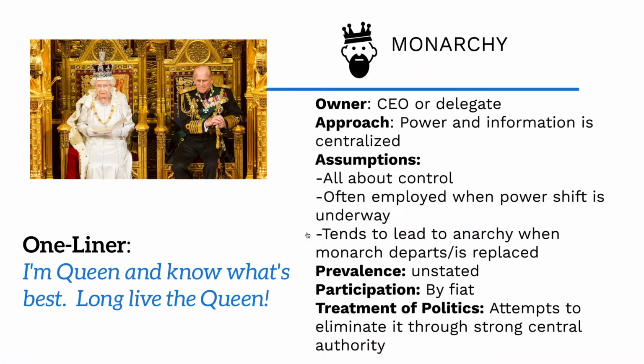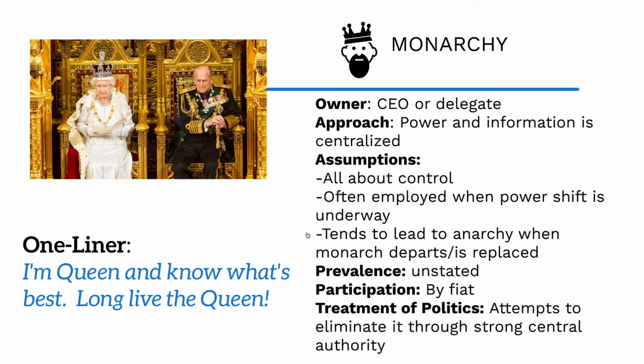The fourth model, which is one that's actually ultimately promoted by the authors, is monarchy. In this model, the CEO or his or her delegate typically owns the information structure, and as such, the power that goes with it. This model is all about control and is often employed when a power shift is underway, either internally or perhaps through a merger or acquisition activity.